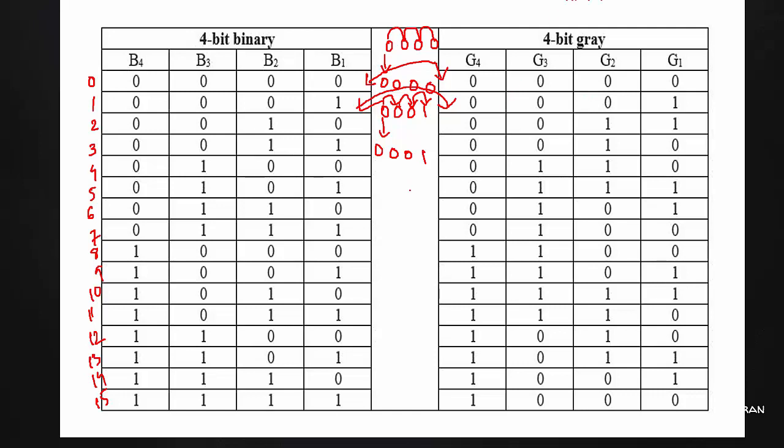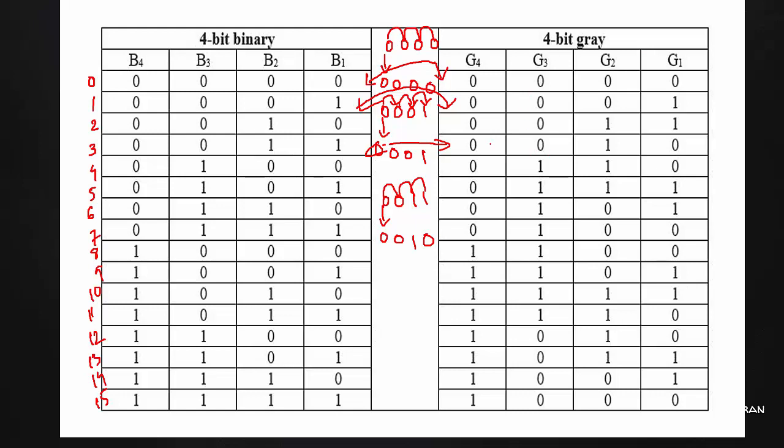Consider a different case, that is 0011. This is the given binary. We need to get its gray code equivalent. Write the MSB bit as it is here in this gray code part. Then XOR between these two bits, which are equal, so XOR gives 0. Then 0 and 1: bits are different, so this is 1. Then 1 and 1: bits are the same, so XOR gives 0. So for 0011, the gray code equivalent is 0010.